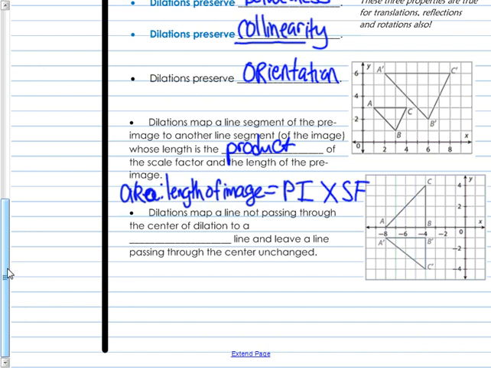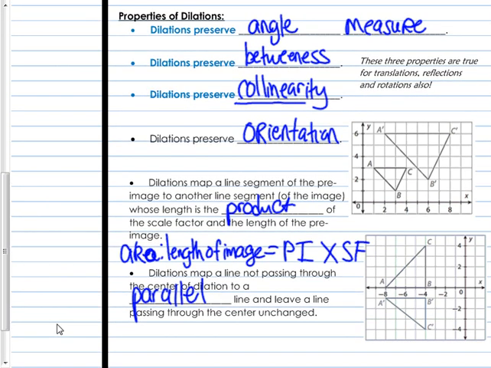Dilations map a line not passing through the center of a dilation to a parallel line and leave a line passing through the center unchanged. And that doesn't make a lot of sense right now, but I'll show you an example of that in class. Okay? So, looking back at these properties, you can see right here, for example, preserve angle measure, whatever the measure of angle A was, that's the same measure of A prime.